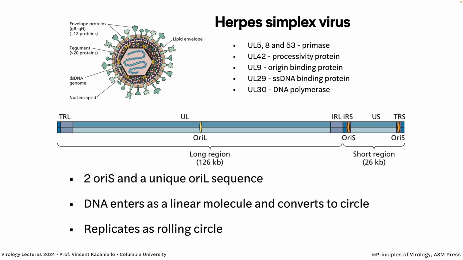Now, this is one of the viruses that encodes all the machinery to make its own DNA. And you can see these proteins up in the upper right. There's a primase to make RNA primers. There's what's called a processivity protein, which just helps you to make long DNAs. There's an origin binding protein. There's a single-stranded DNA binding protein to keep the strands separate. And of course, there's the DNA polymerase.